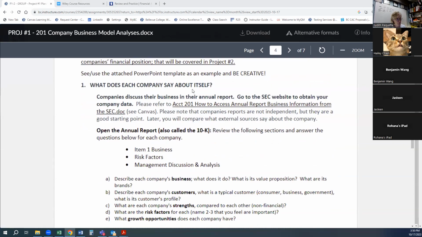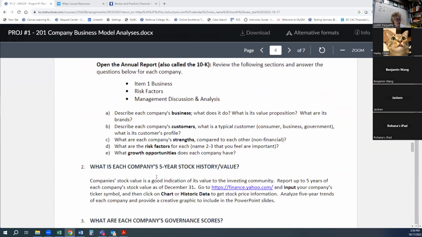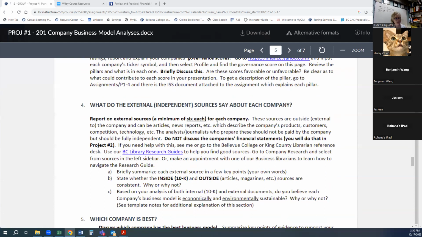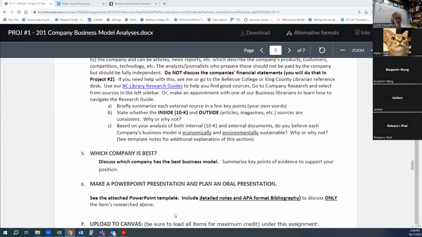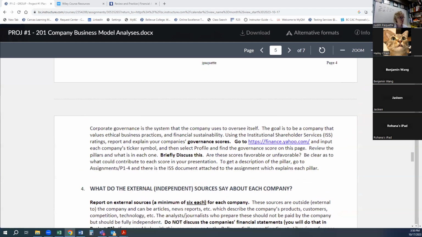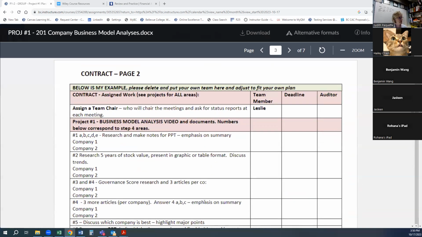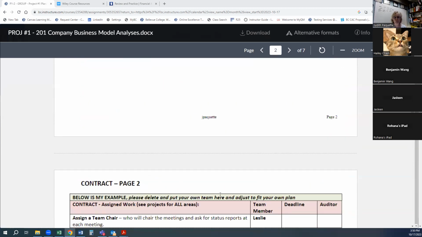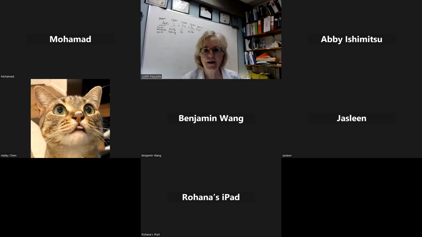What does the company say about itself? That's from the annual report, and I show you how to find the annual report in these instructions. And here's the stock value, here's the governance score, and what do the external sources say, and which company is best. So turn in just contract page 1 and contract page 2 by Friday. All right, so we will stop sharing, and I'll send out a video on what we did today as well.